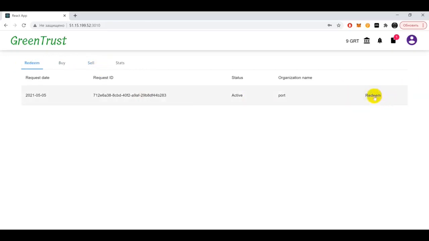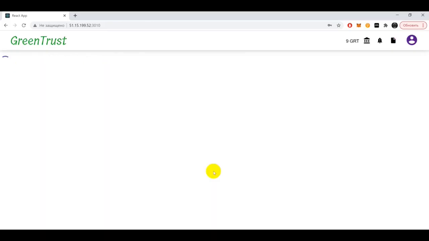We can sell the certificate again or redeem it, and here we redeem it, and the life cycle of certificate is ended. So that's our demo.